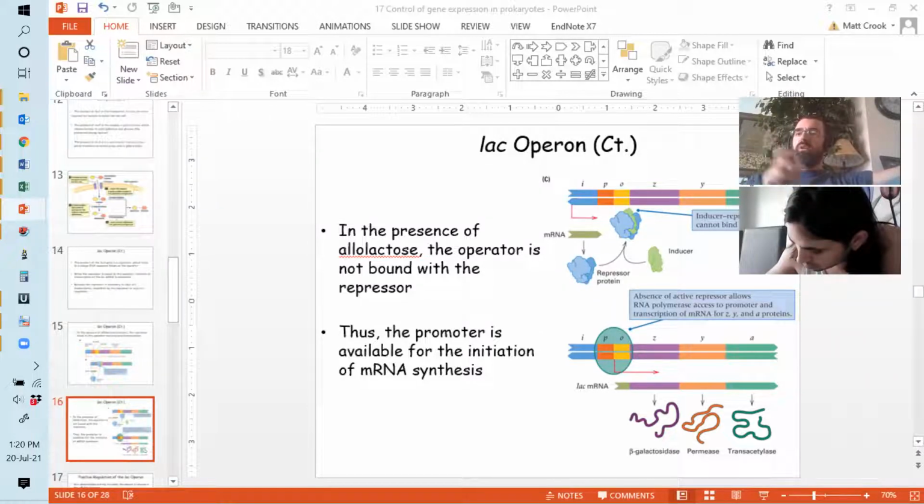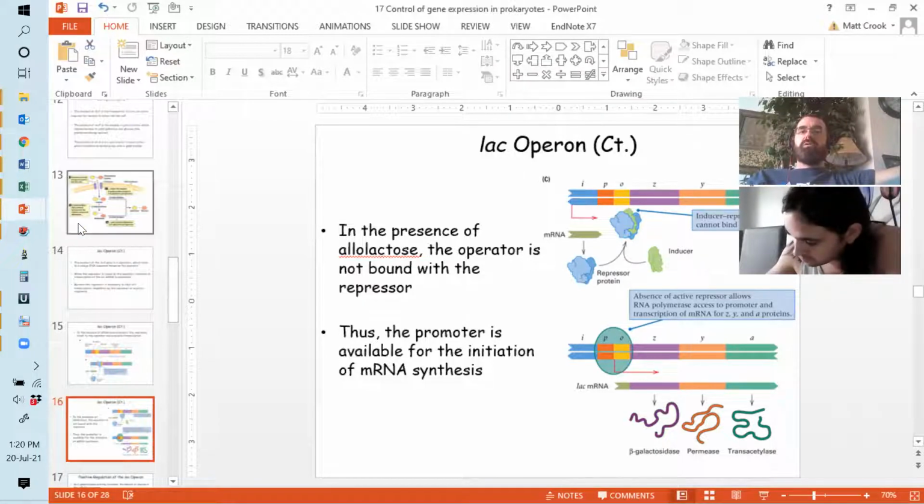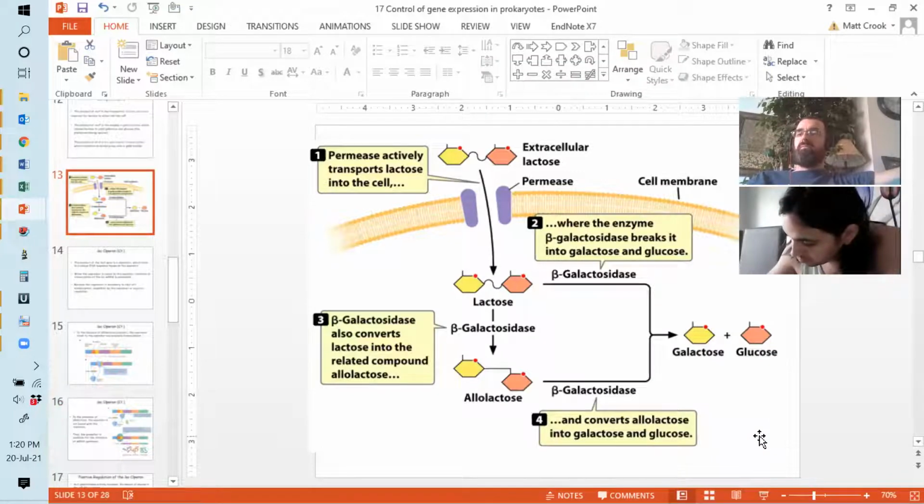What about the fine tuning? Remember I told you that there's always two parts to the control of gene expression in bacteria, or transcription. You've got the big change, and then you've got the little fine tuning change. So what product do you think you would use as part of the fine tuning? Right, so we want to import lactose into the cell and turn it into galactose and glucose using the products of the lac operon, because we want glucose.